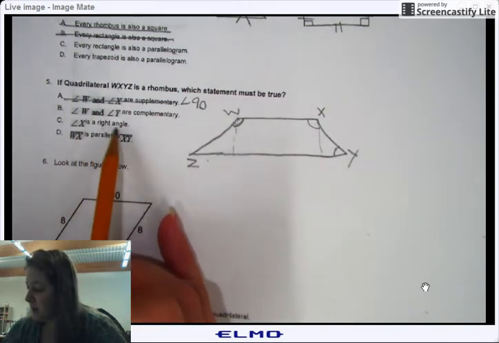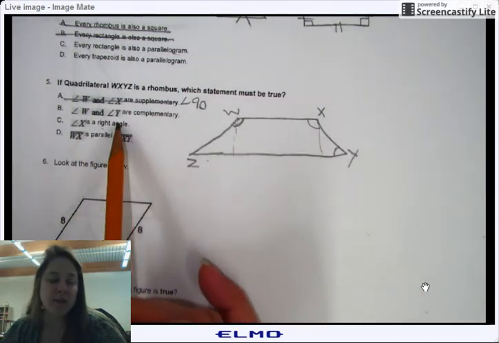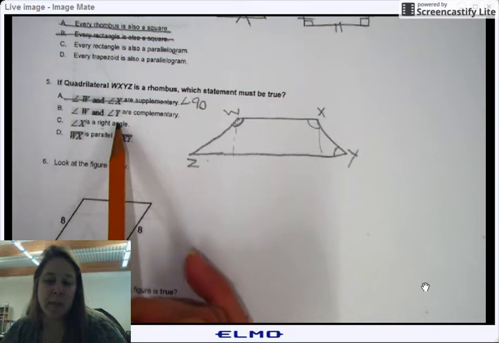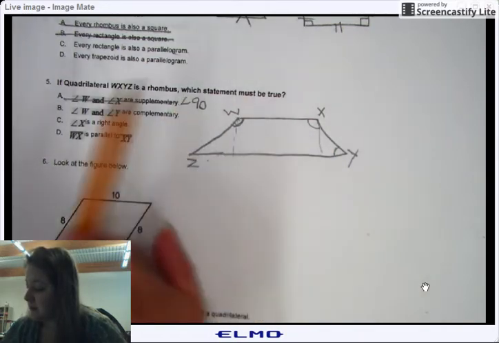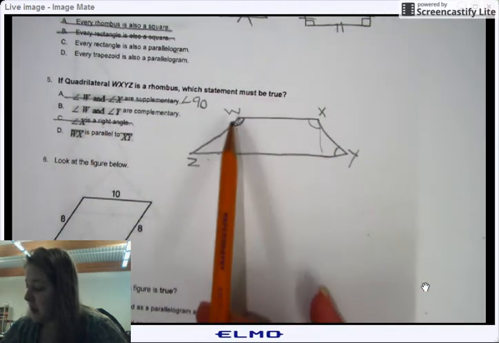X is a right angle. Well, do we have any right angles in a rhombus? I'm sorry. Do we have any X angles in a rhombus? I don't see any, so it can't possibly be.